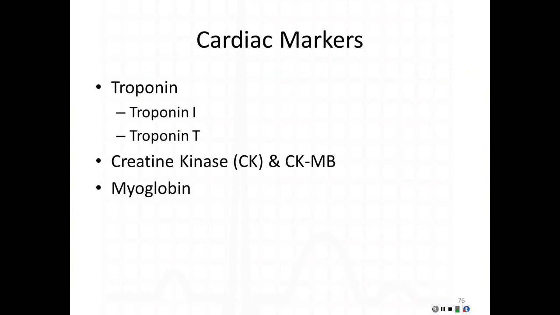The typical cardiac markers that we're going to look at are troponin. Troponin is broken down into troponin I and troponin T. And then you'll see creatinine kinase and creatinine kinase MB, which stands for MB band. Your book talks about myoglobin, but I rarely see that done. In some areas you may see it, but most of the time you're going to be looking at troponin and CK-MB to diagnose your MI.